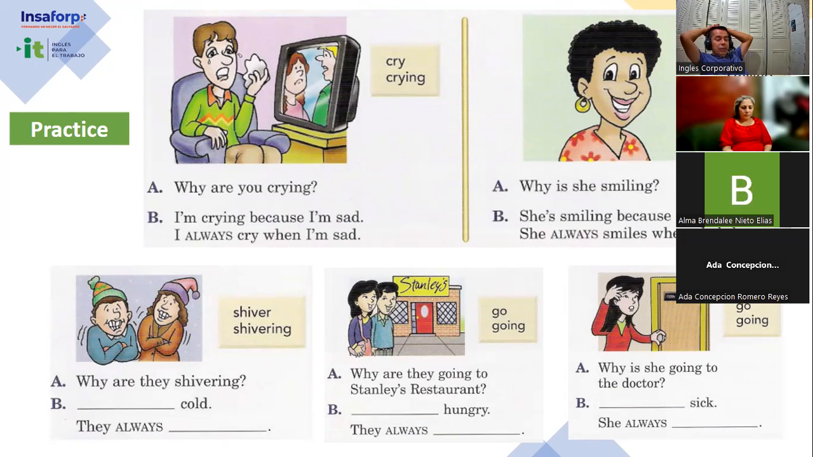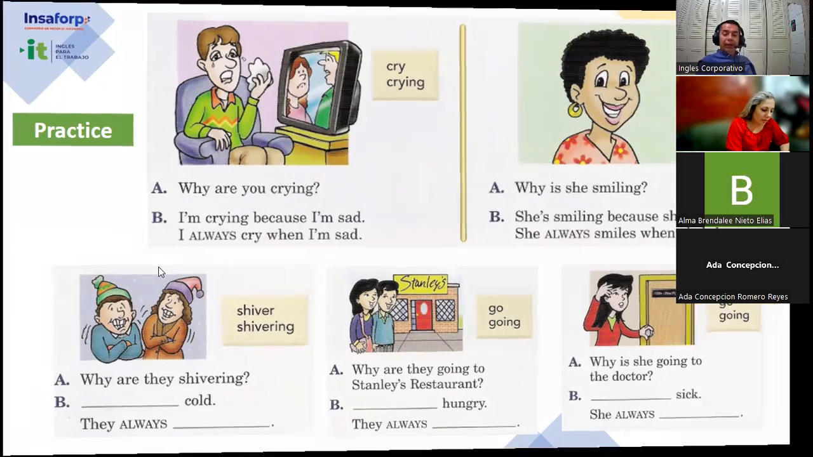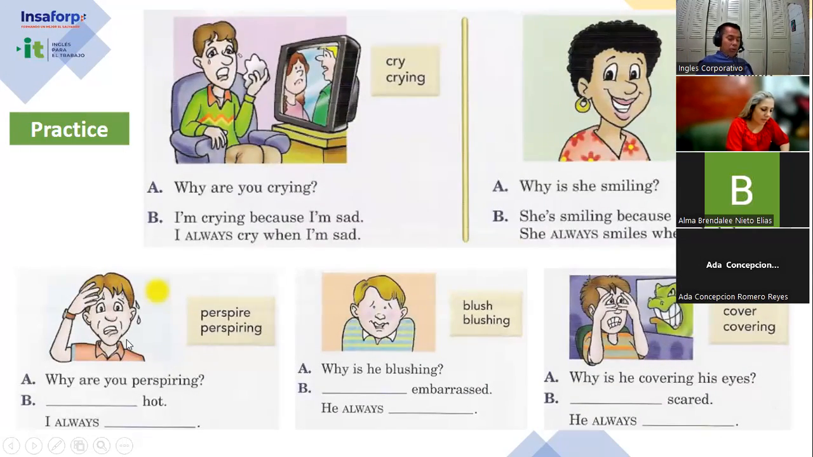She is going to the doctor. Because she is sick. Okay, good. Continue. She always goes to the doctor when she is sick, right? Okay, good. Now, we are going to practice these two more conversations, right?